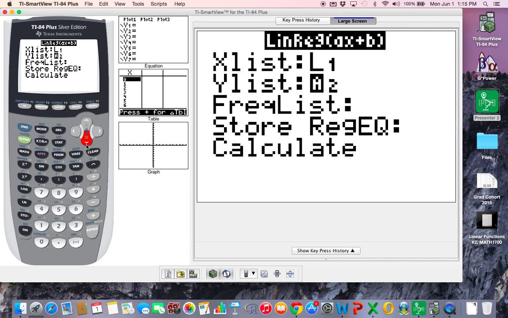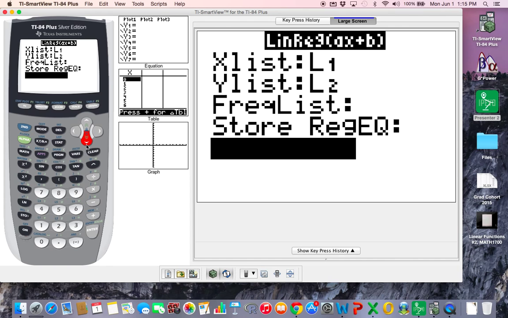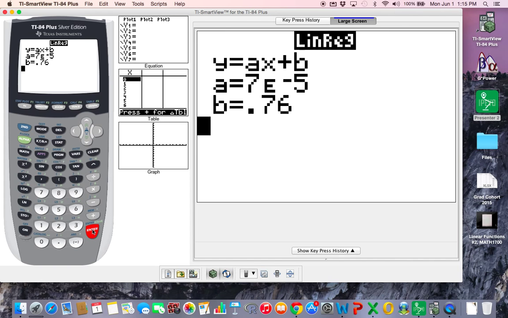All right. Frequency list, we don't have anything, and we don't need to store it. So really all we need to do is just come down to calculate. Now, what I've got here for my supply is I can say that my price is equal to, now that's 7. Now this is interesting, guys, and I didn't realize this was going to happen, but I'm glad it did. This is in scientific notation.